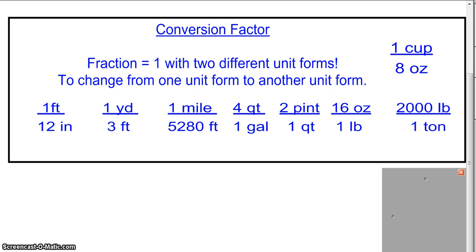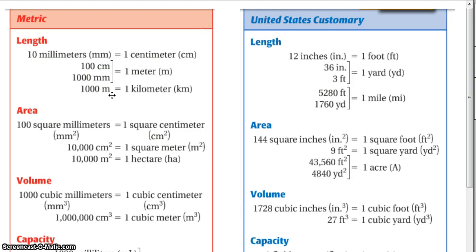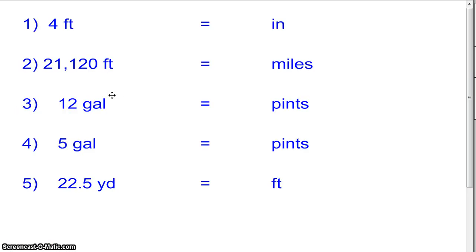When we look at the table, notice that we just have equivalent things, right? These don't look like fractions, do they? But could you turn them into fractions? Yes, you could if you needed to use it. So if you needed to use 60 seconds equals 1 minute, you could put 60 seconds over 1 minute, or you could put 1 minute over 60 seconds, depending on what you need. They both equal 1, right? So it just depends on what you need. So how do you determine what you need? That's what we're going to work on today.